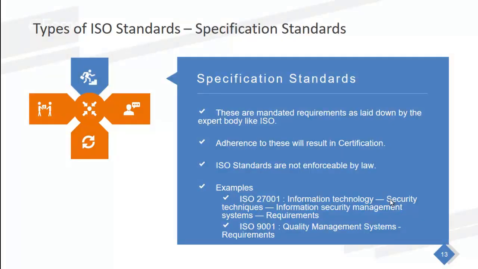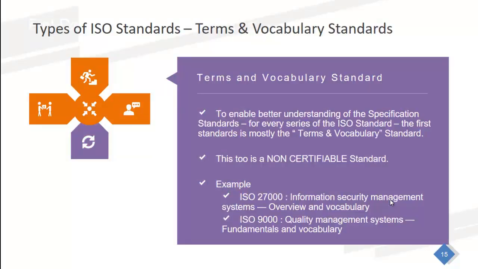It is important for you to realize that certification will happen only for the specification standard. And most of these standards will always end with a 1. Mark here the names: 27001, 9001, 14001, 22301. So most of these specification standards will commonly end with a 1, while the terms and vocabulary standard will always end with a 0. You have 27000, 9000. These are the fundamental and vocabulary or overview and vocabulary standards.